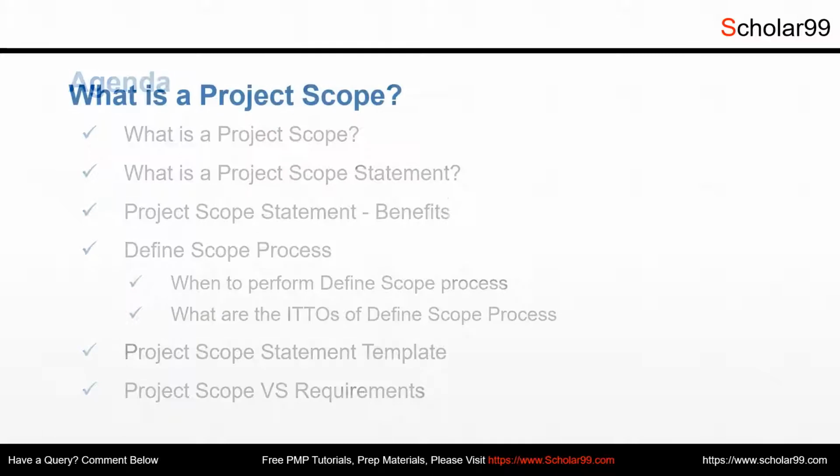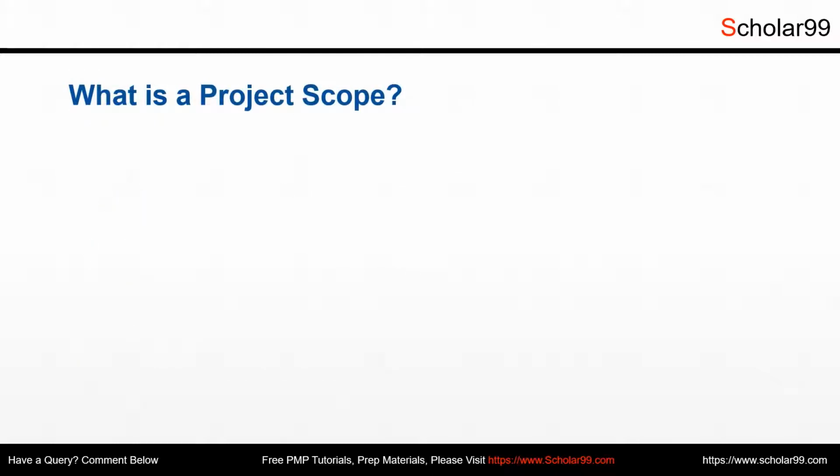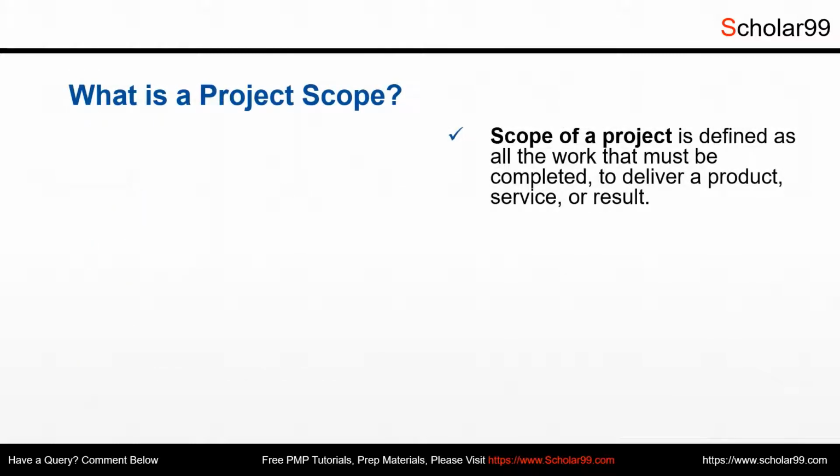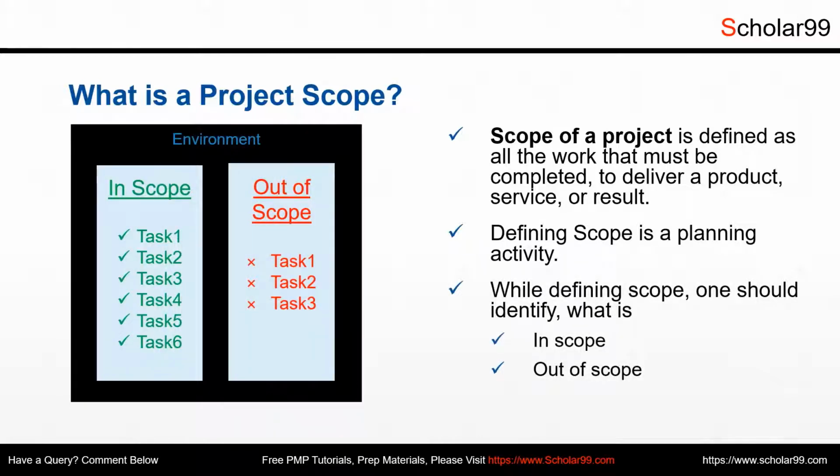What is a project scope? Your project must be aiming to deliver a product, a service, or a result. All the work that must be completed to deliver a product, a service, or a result is defined as project scope. We might have realized by now defining the project scope is a planning activity. While defining the scope of your project, you must consider two things. Number one, what is in scope for your project, and number two, what is out of scope for your project.